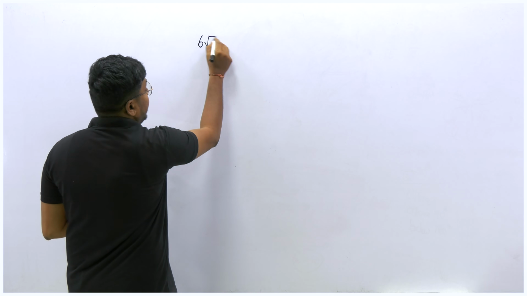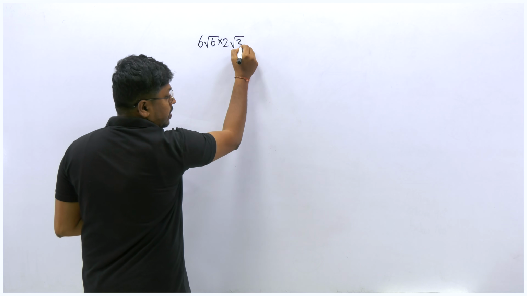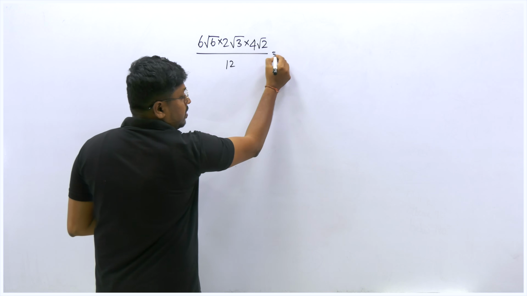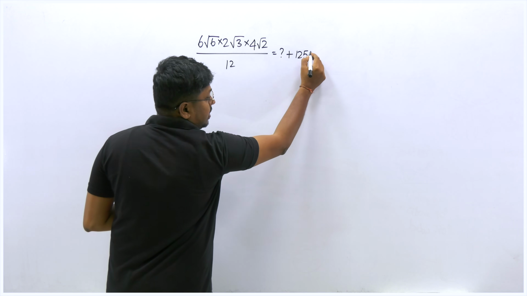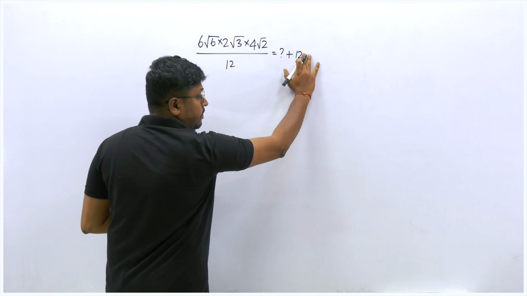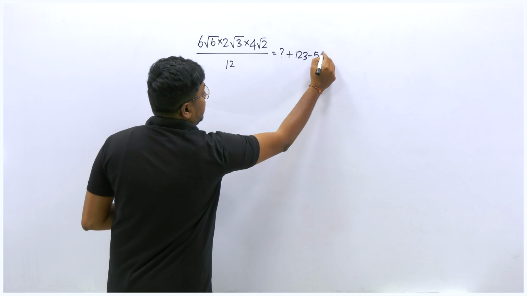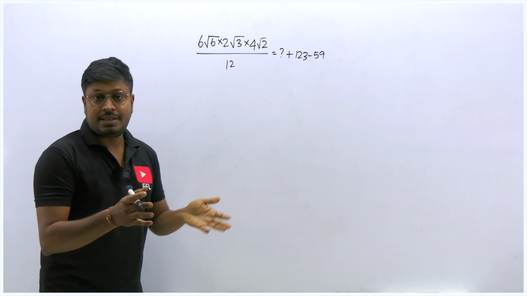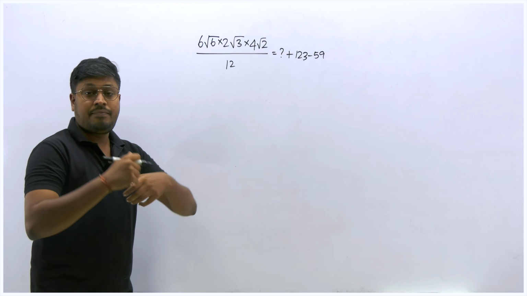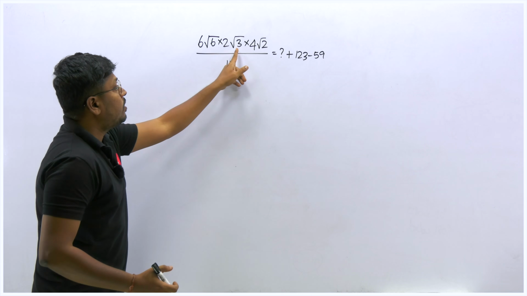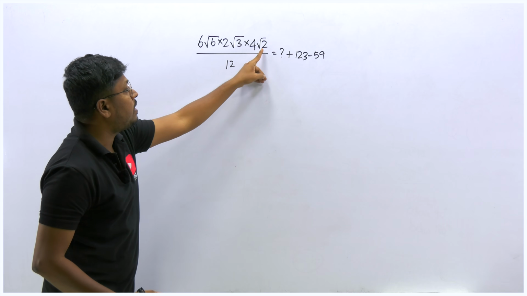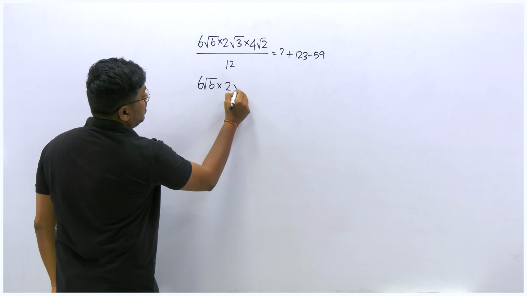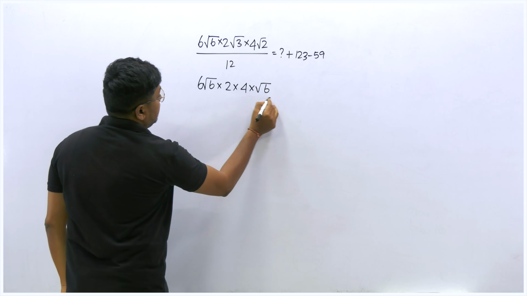6 square root of 6 into 2 square root of 3 into 4 square root of 2, divided by 12, is equal to question mark plus 123 minus 59. Okay, so this is the question they have given. Always remember that we can't take a square root of 6, so check whether we can frame it using any other numbers. You can see root 3, root 2. When you multiply root 3 and root 2, it becomes root 6. So this can be written as root 6 into 2 into 4 into root 6 divided by 12.